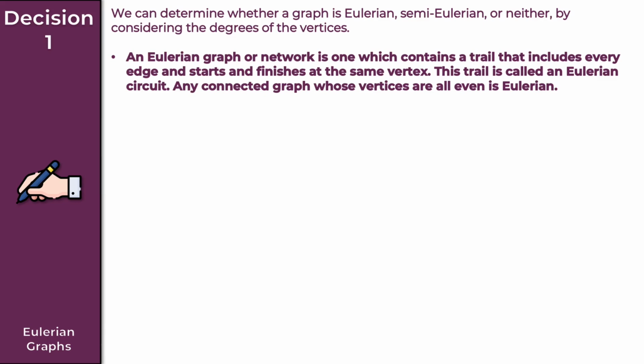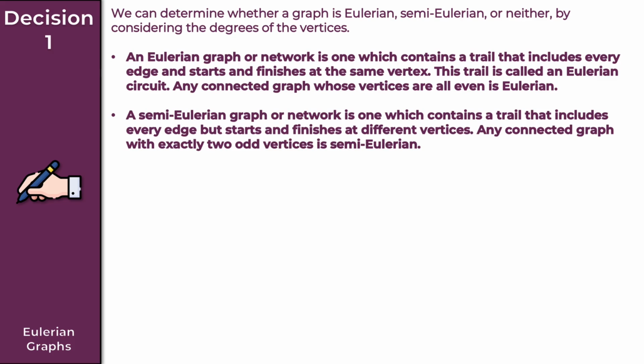An Eulerian graph or network is one which contains a trail that includes every edge and starts and finishes at the same vertex. This trail is called an Eulerian circuit, and any connected graph whose vertices are all even is Eulerian. A semi-Eulerian graph or network is one which contains a trail that includes every edge but starts and finishes at different vertices. Any connected graph with exactly two odd vertices is semi-Eulerian.